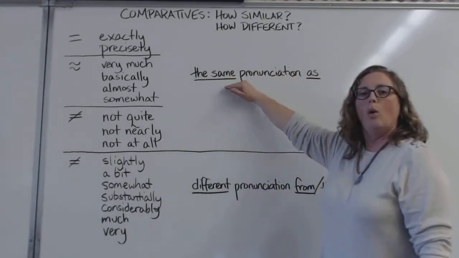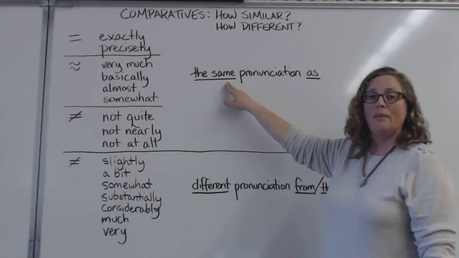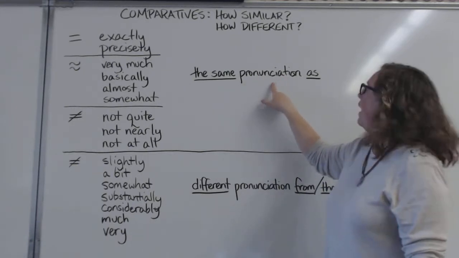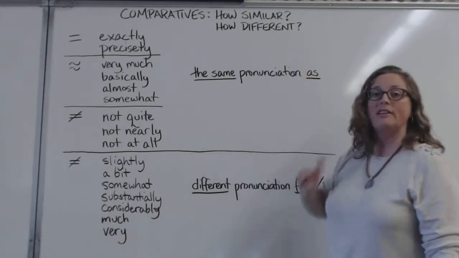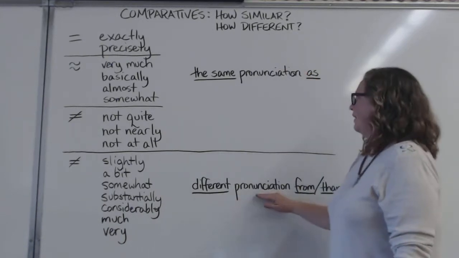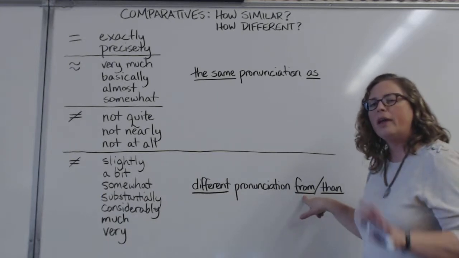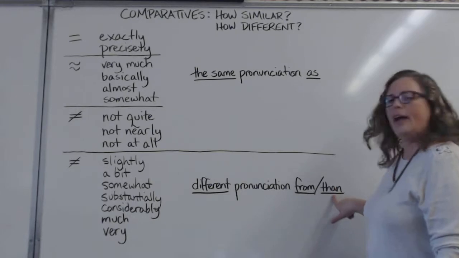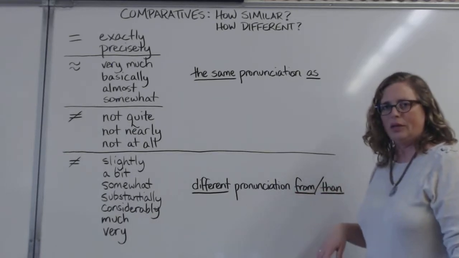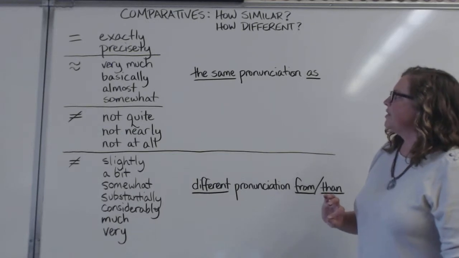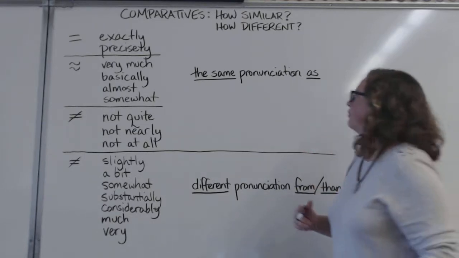We also have ways that we can express the idea of similarity using the same plus a noun and then as. So the same goes with as. If we are focusing on the difference, we use the word different, and then a noun, and then from or than. From is a little bit more informal, generally. Than is considered a little bit more formal, a little more academic, but you will hear both of them being used. Okay. So if we want to give some examples of this, I just chose the word pronunciation, but you could use all kinds of nouns here.